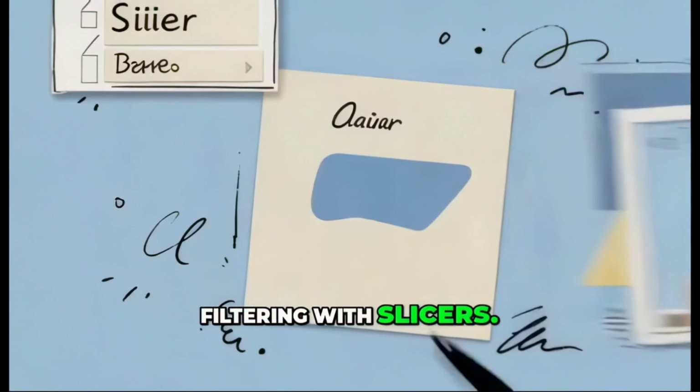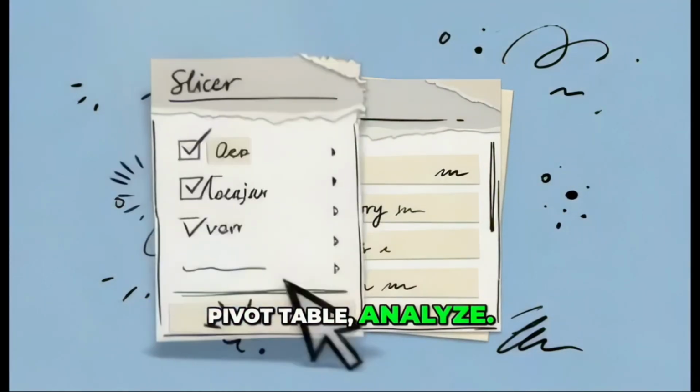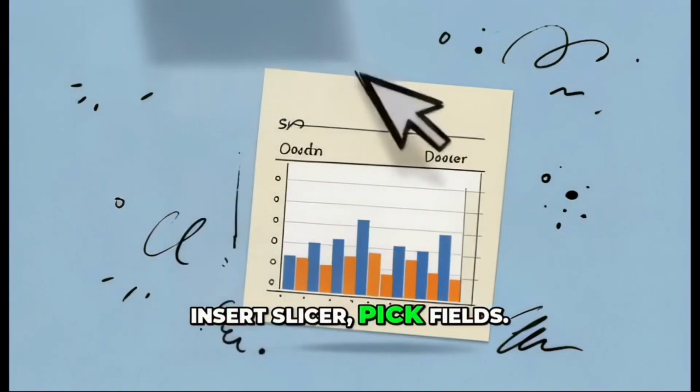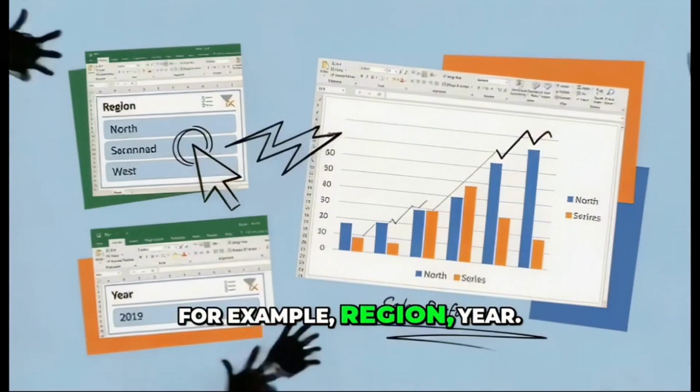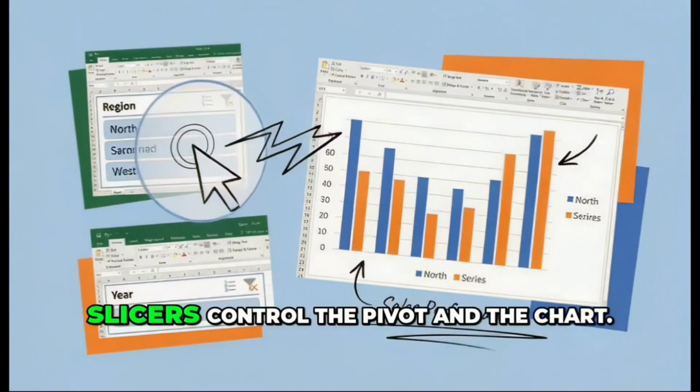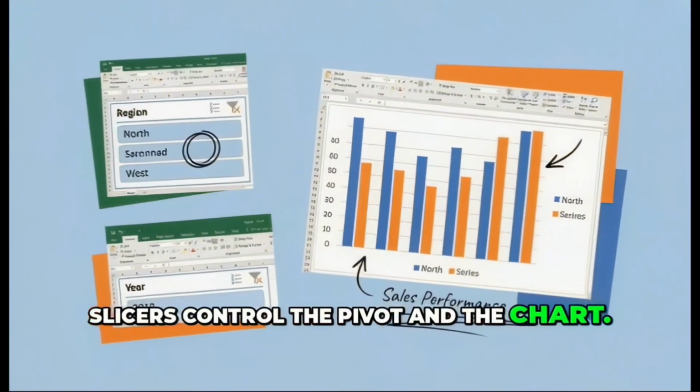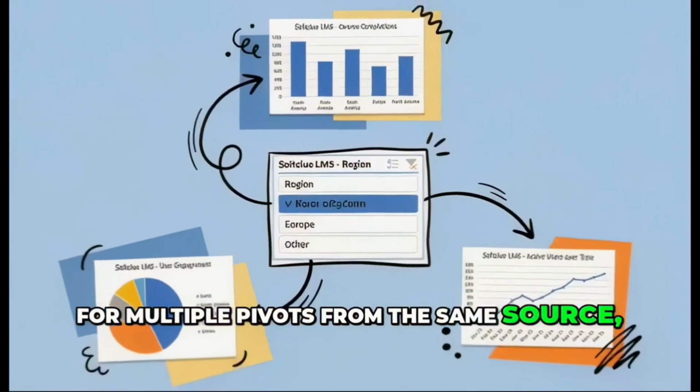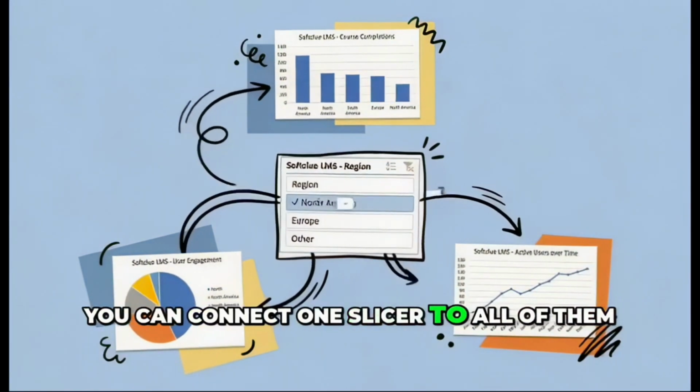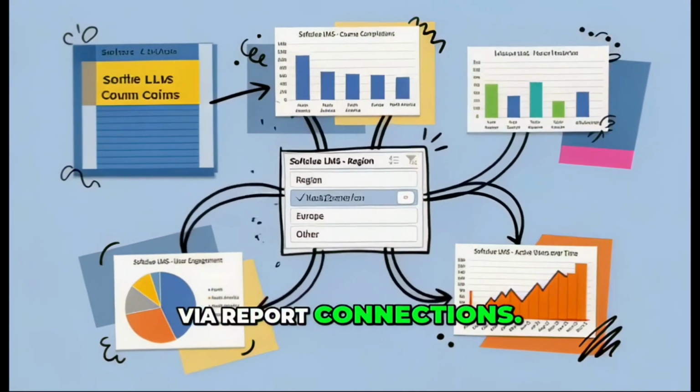Filtering with slicers. PivotTable Analyze, Insert Slicer, pick fields, for example region, year. Slicers control the pivot and the chart. For multiple pivots from the same source, you can connect one slicer to all of them via Report Connections.